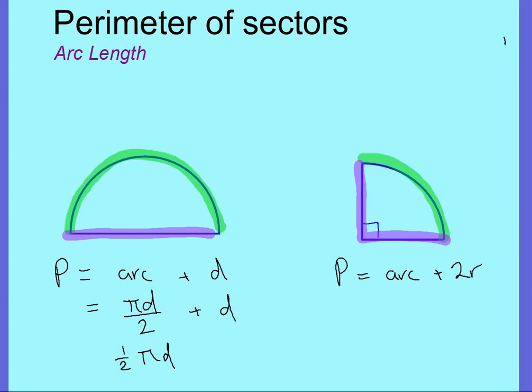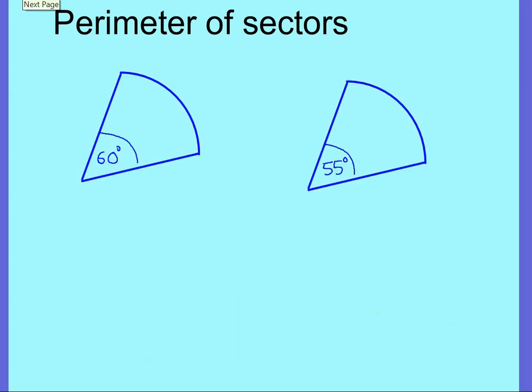So this one here on the right, pi d would be the entire circle, but this time we're going to divide it by 4 and then add on 2 r's. Okay, so that's your formula. We haven't got any numbers on here, but we'll start to put numbers on as we go through. So let's put 6 centimeters on here, and let's put 8 centimeters on here. So let's find the perimeter of these.